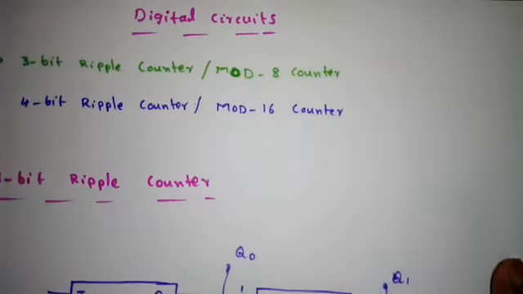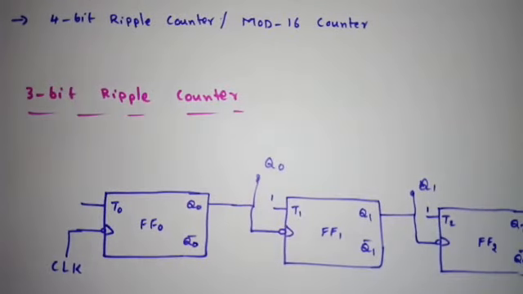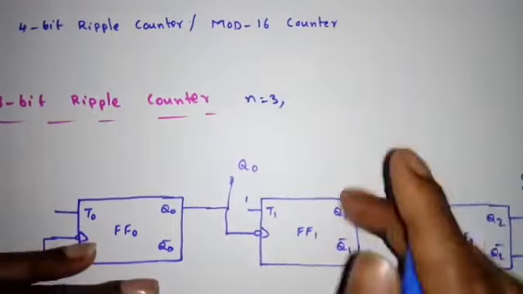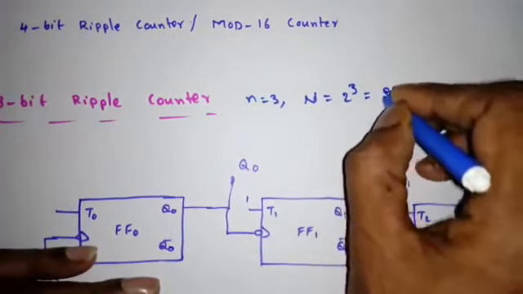Now we will see how to design this 3-bit ripple counter. The moment we say 3-bit ripple counter, or we can say mod 8 ripple counter, how many possible states? First we will identify. So here n is equal to 3, right? So maximum count, capital N, will be 2 power 3, that is 8.